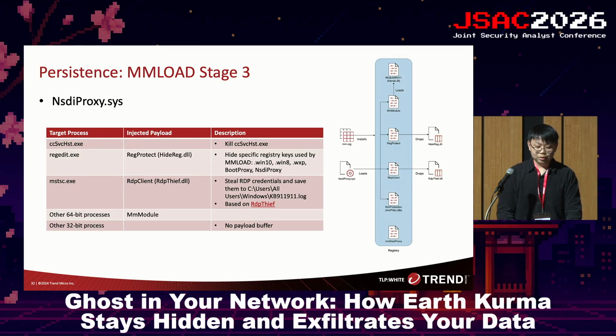So based on the targeted process, it has different behaviors. If the target process is ccsvchst.exe, it will try to kill it. Or if the process is regedit.exe, it will inject the payload called hidreg.dll, and it will try to hide the specific registry key used by mmload. And if the target process is mstsc.exe, which is Windows Remote Desktop, it will inject the rdpsif.dll.